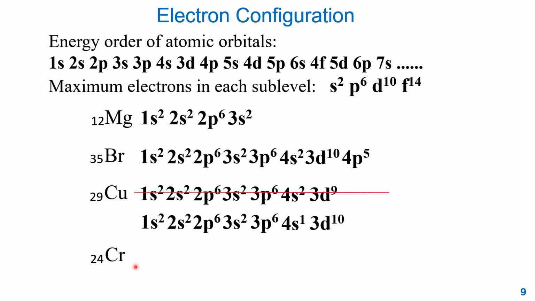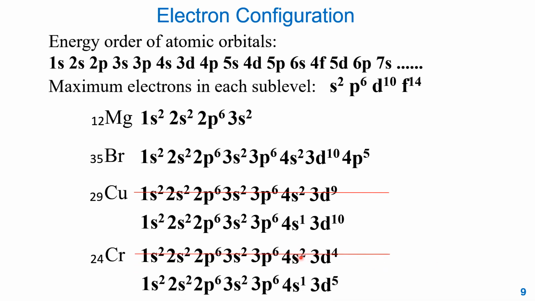Another example is chromium. Chromium has 24 electrons. Atomic number is 24. And then follow the same procedure: 1s2, 2s2, 2p6, 3s2, 3p6, 4s2, and 3d4. 3d4 needs one more electron to be half filled because in the 3d subshell, there are 5 orbitals. You have 4 electrons. One of the orbitals is empty. So if you can borrow one electron from 4s, you can form 4s1, 3d5. This is more stable than this original arrangement. So this will be the real electron configuration of chromium. Okay.